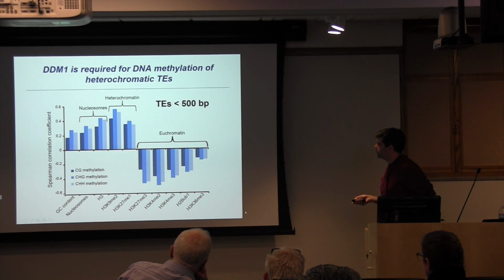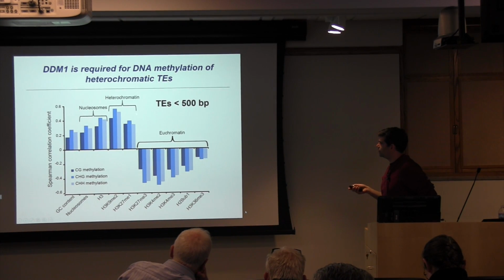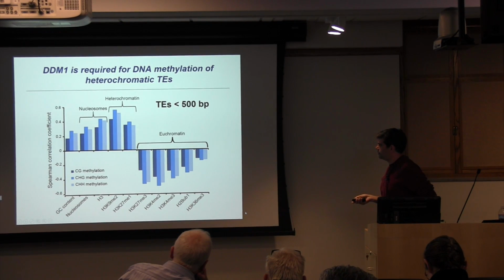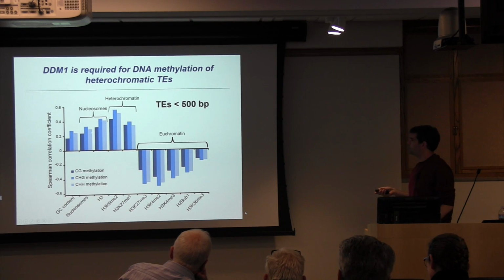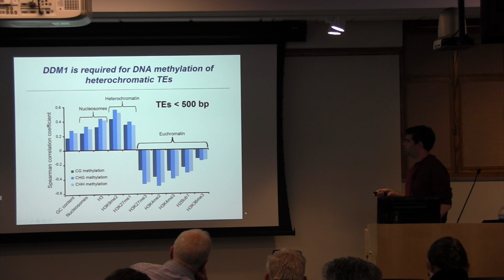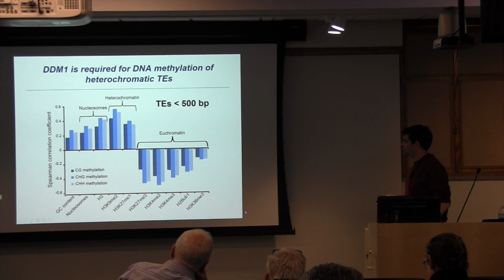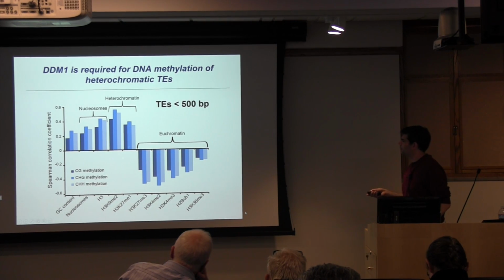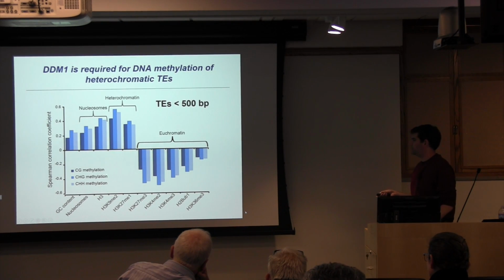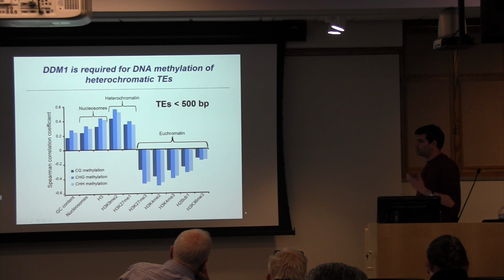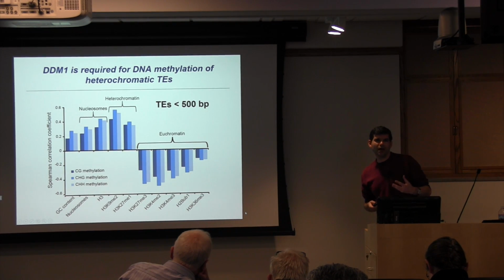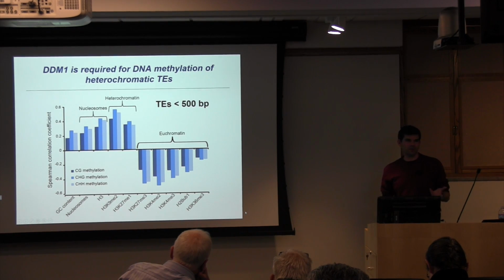nucleosome densities and histone modifications associated with heterochromatin, like H3K9 dimethylation, are positively correlated with loss of methylation in DDM1 mutants. And histone modifications associated with euchromatin are negatively correlated. So DDM1 is much more required for heterochromatic transposons, and much less required for more euchromatic transposons.